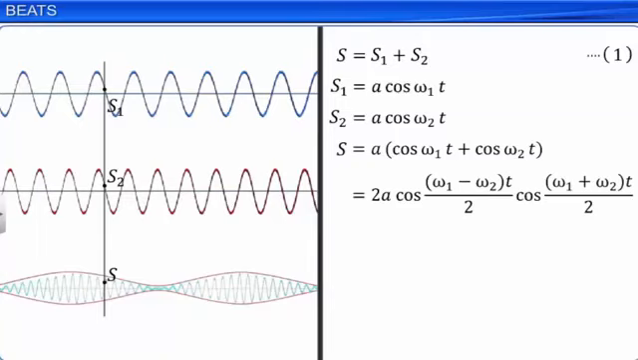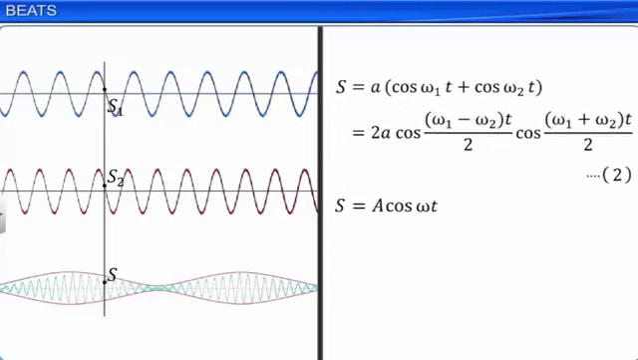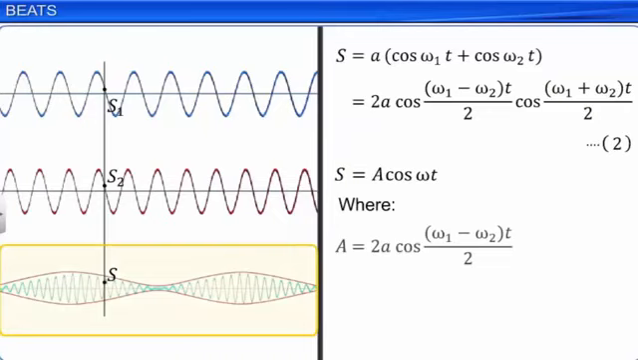S can be written as A' cos omega t, where the amplitude A' of the resultant wave is equal to 2A cos (omega 1 minus omega 2) into t by 2. And the angular frequency of the resultant wave, omega, is equal to (omega 1 plus omega 2) by 2. Let this be equation 3.